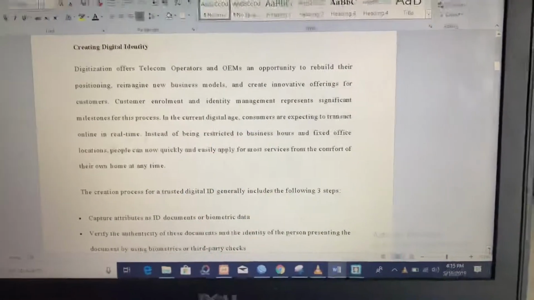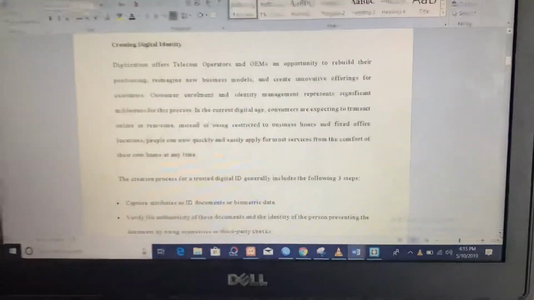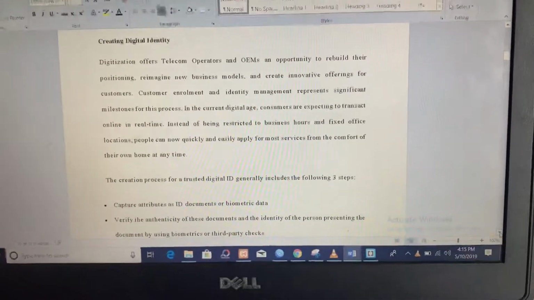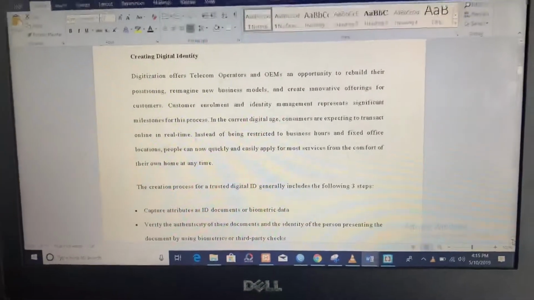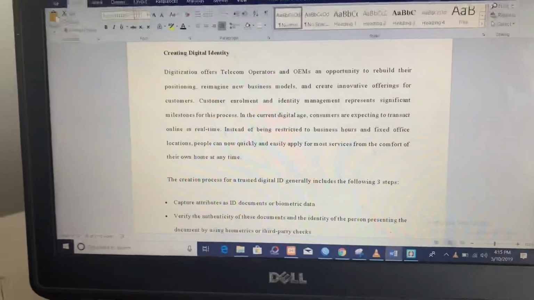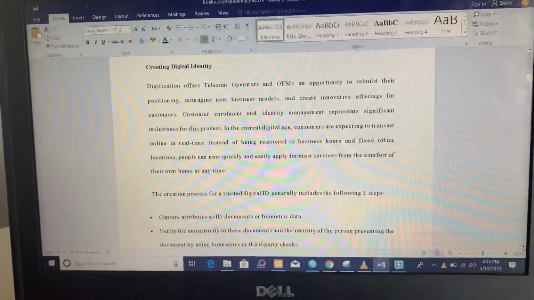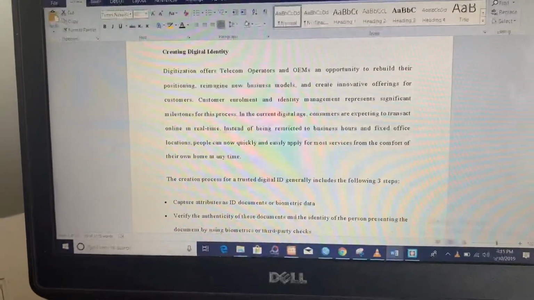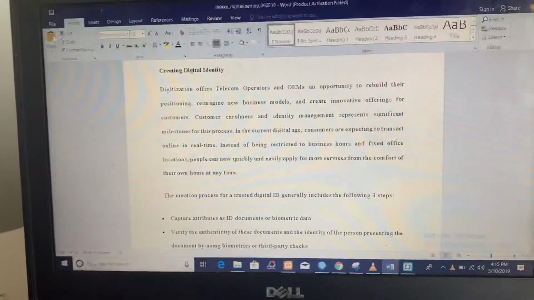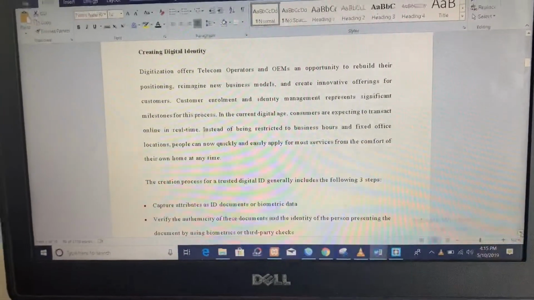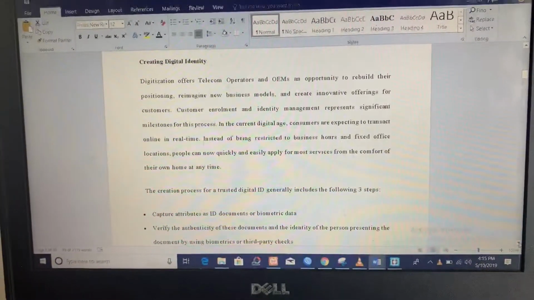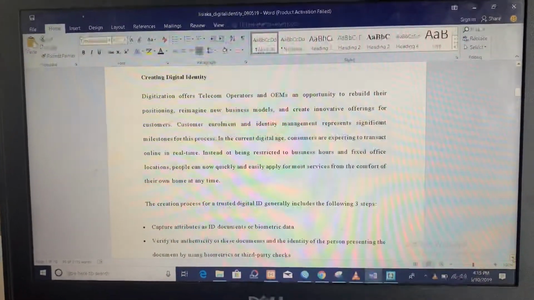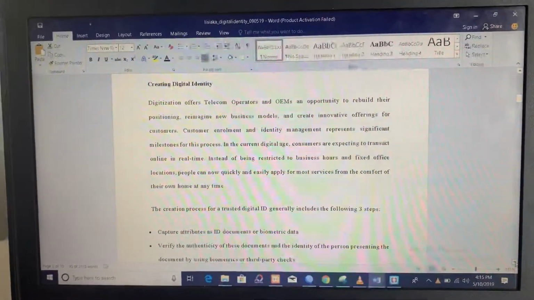Digitalization offers telecom operators and OEMs the opportunity to position themselves very well in front of their clients and customers by reimagining their business models in a creative way, such that the customers can be fully satisfied, and also making sure that the customers get the appropriate verification.